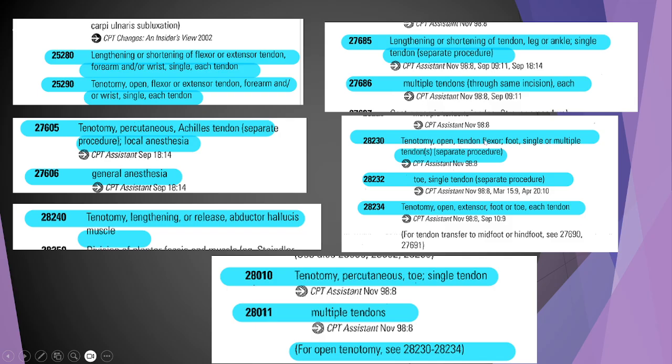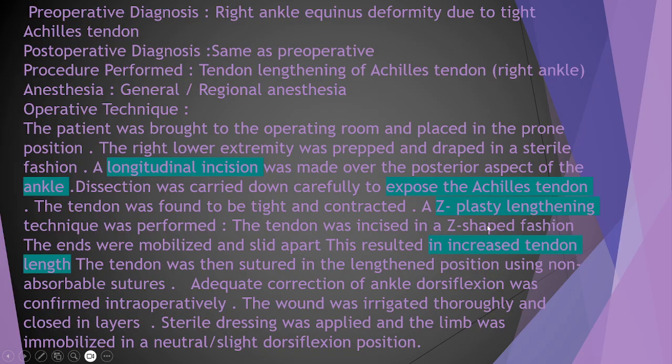And here is tenotomy of the foot, single tendon, multiple tendon, and tenotomy of the extensor, tenotomy of the toe, percutaneous, multiple tendons. So we have to see all these. Okay. Now we'll see one example, that is an OP report. Here is the pre-operative diagnosis: right ankle equinus deformity due to the tight Achilles tendon. Okay. And the post-operative diagnosis is the same as pre-operative. And the anesthesia is general or regional anesthesia.